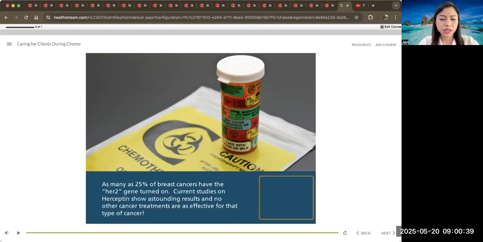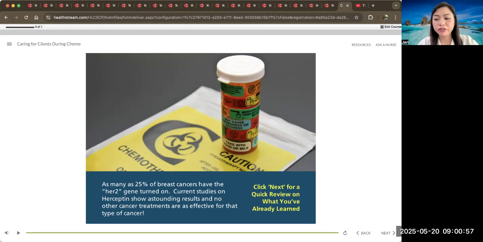The statistics. As many as 25% of breast cancers have the HER2 gene turned on. Current studies on Herceptin show astounding results, and no other cancer treatments are as effective for that type of cancer. So click next for a quick review on what you've already learned.